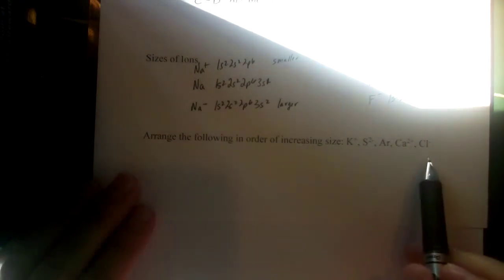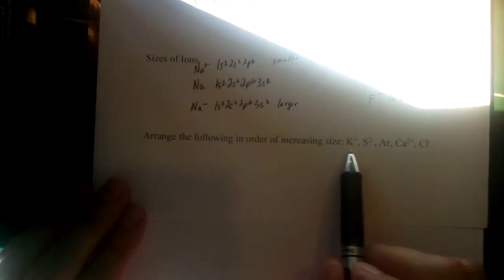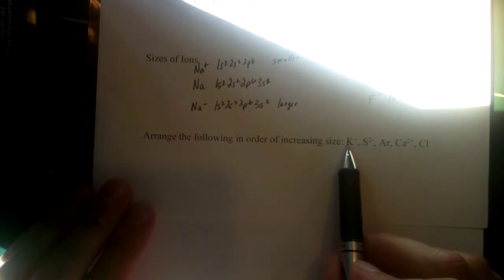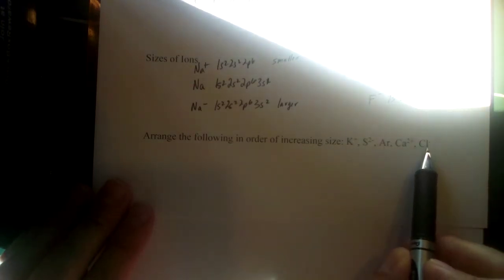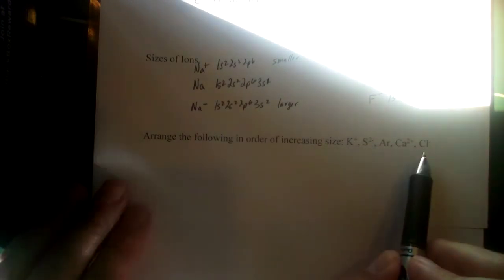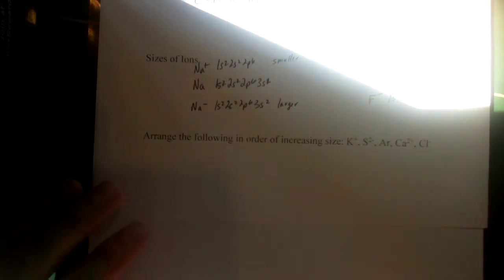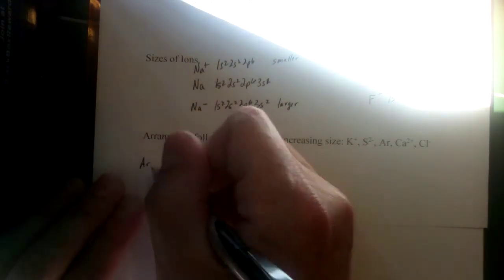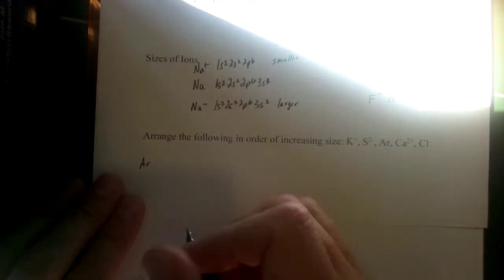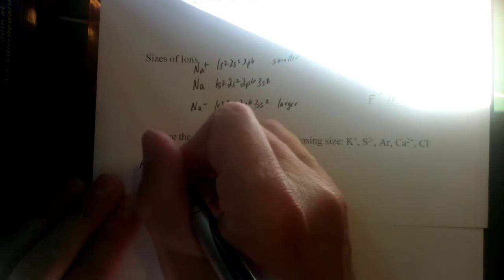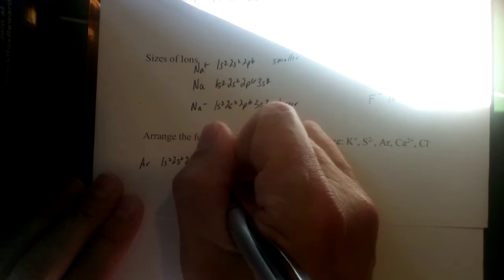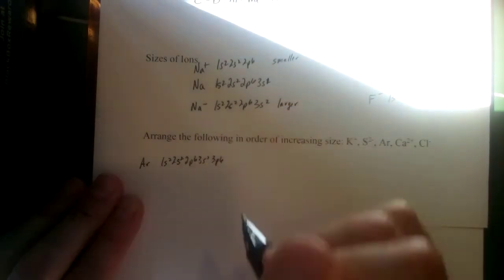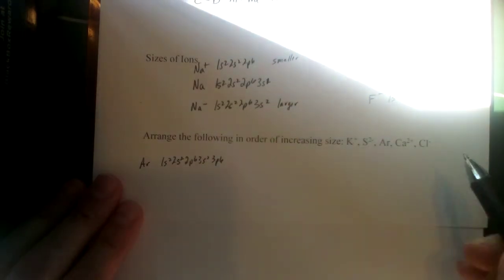So we were talking about size of ions in the last video, and we hit this problem where we want to arrange the following in order of increasing size. We've got potassium cation, sulfide anion, argon, calcium cation, and chlorine anion. An important aspect here is to recognize these all have the same electron configuration. Argon ends at the end of the 3p. So argon is 1s2, 2s2, 2p6, 3s2, 3p6, right? And so are all the rest of these.